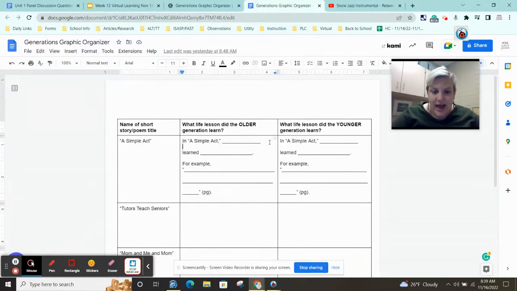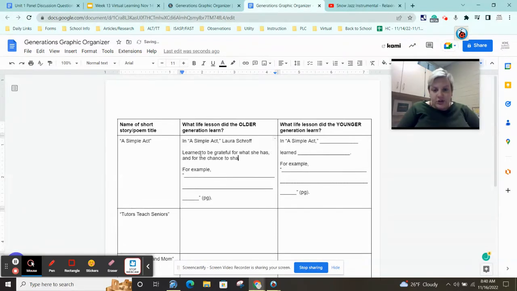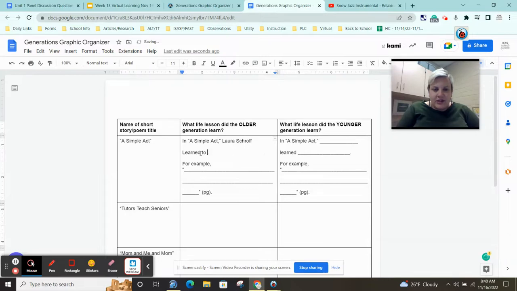We have in A Simple Act, okay, we're talking about the older person. It would be Laura Schroff learned, and if we go back to what we just annotated when you watched that video, she learned, I'm going to go back to my annotation so I have this written correctly. She learned to be grateful for what she has and for the chance to share it. Okay. Well, actually, that would kind of be text evidence. Let's go ahead and do, she learned to be grateful, period.